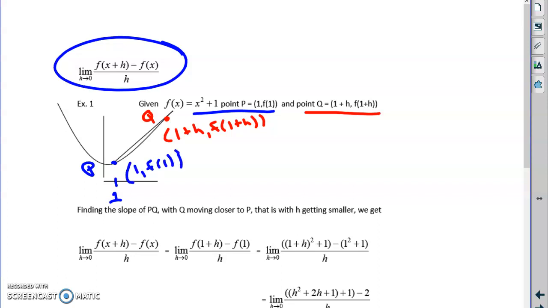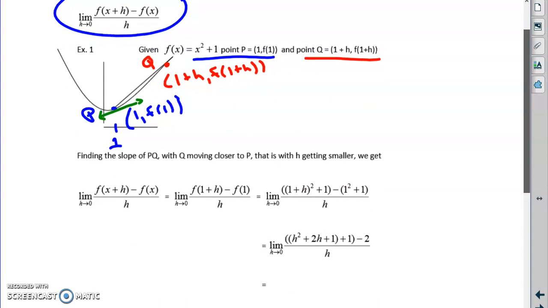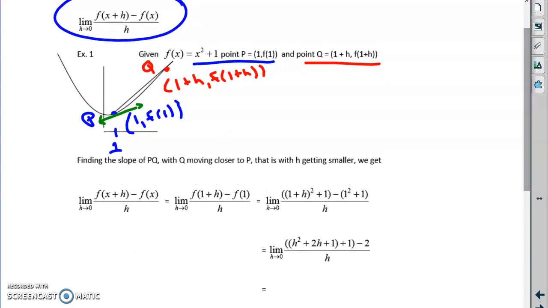So we want to end up finding the slope of that tangent line. So we're going to find the slope of the secant line from P to Q. We're going to slide Q back closer and closer to P. Okay? So what is f of 1? Well, 1 squared is 1, plus 1 is 2. So that would really be the point 1 comma 2. Okay? That's that second y.